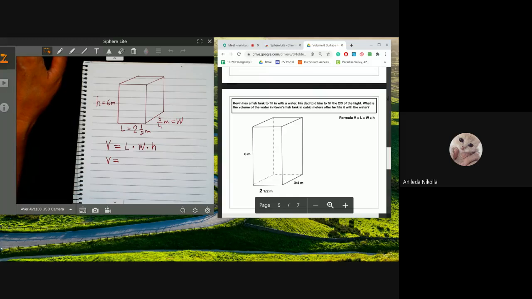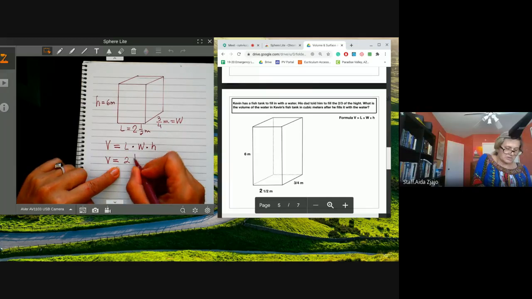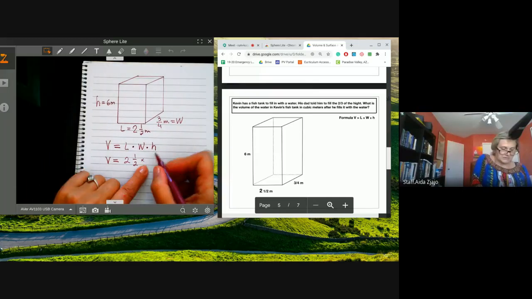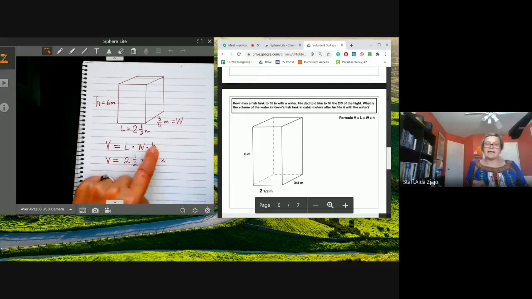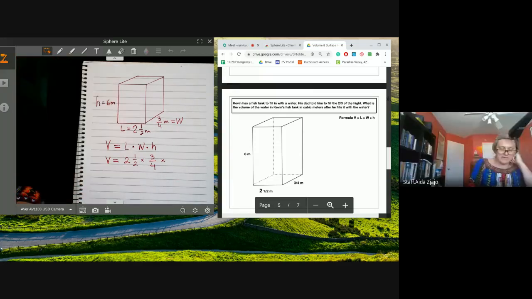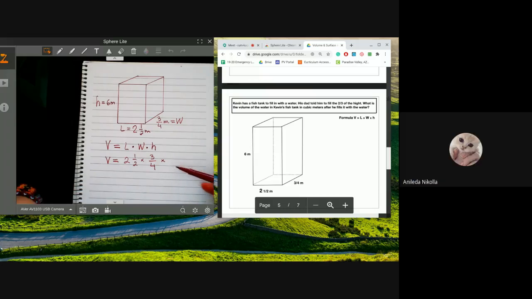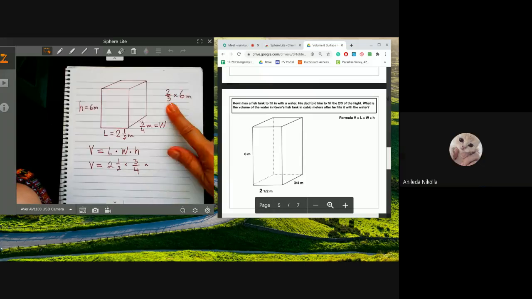Okay. Then you're going to multiply 2 1/2 times 3/4. And then, what is the height? The height is 6 meters, but we're not going to put 6 there, because he's not going to fill the whole thing. So how much do you need?